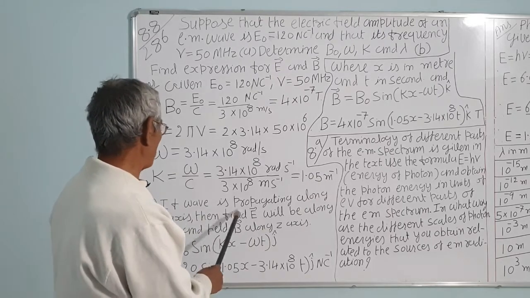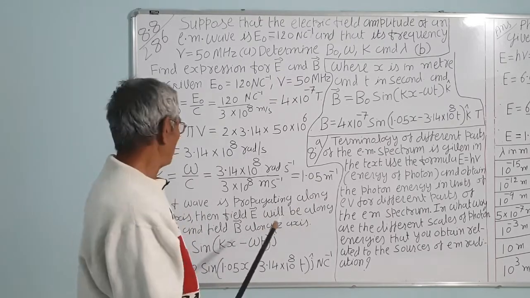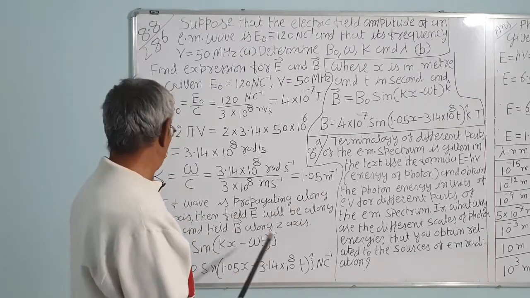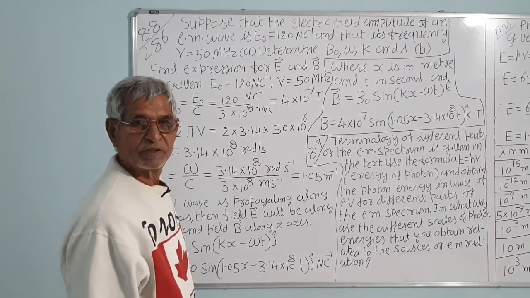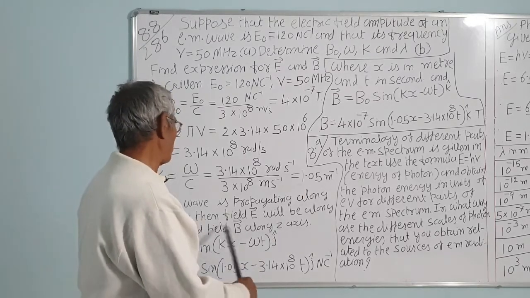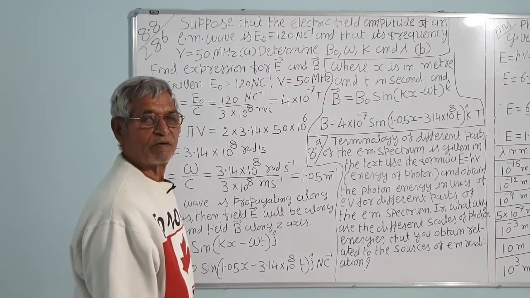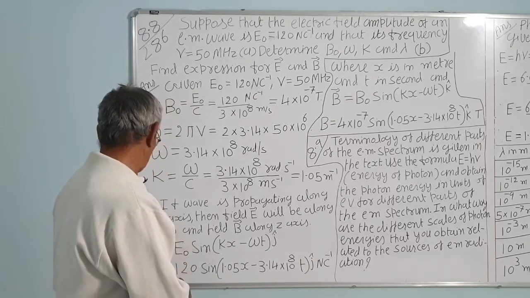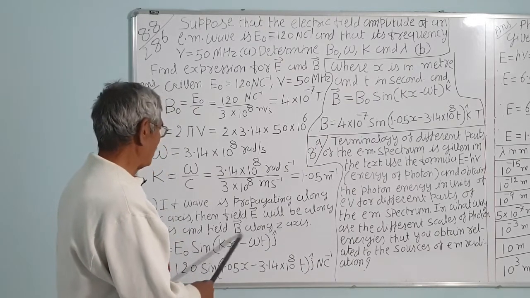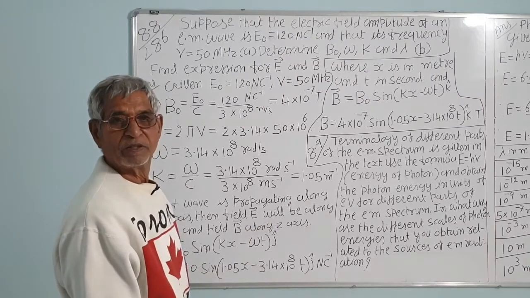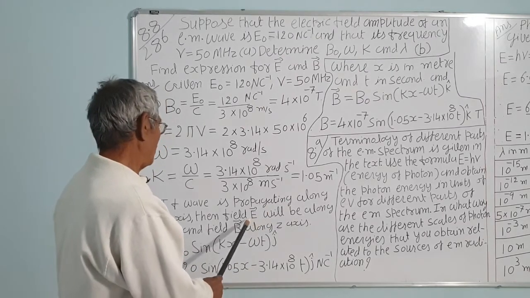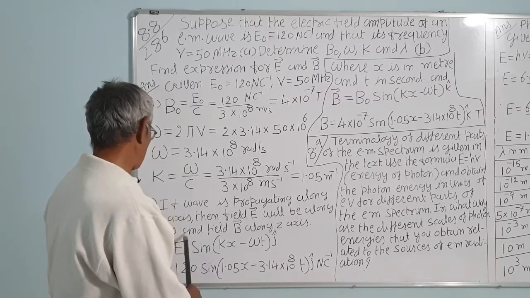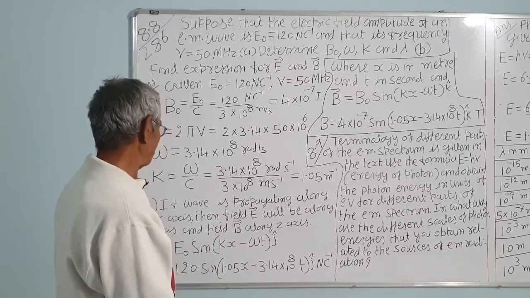Now, if the wave propagates along the x-axis, then the wave equation for E and B: the E field will be along the y-axis and the B field along the z-axis. You can take any axis, suppose the wave propagates along the z, and E along the y and B along the x also, anyway. So we have taken that the wave is propagating along the x-axis, E along the y-axis, and B along the z-axis.